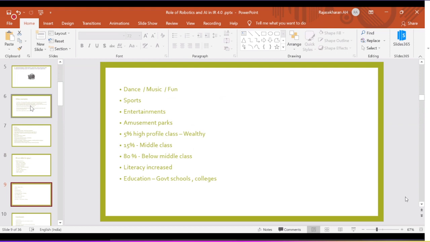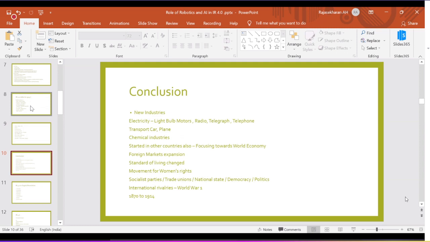Because of this, there was a change. People started relaxing with dance, music, fun, sports, entertainment, amusement parks. There was a classification in the profile categories: 5% were high profile, then the middle class, then below middle class, etc. Literacy started increasing. The government started implementing schools and colleges for education.